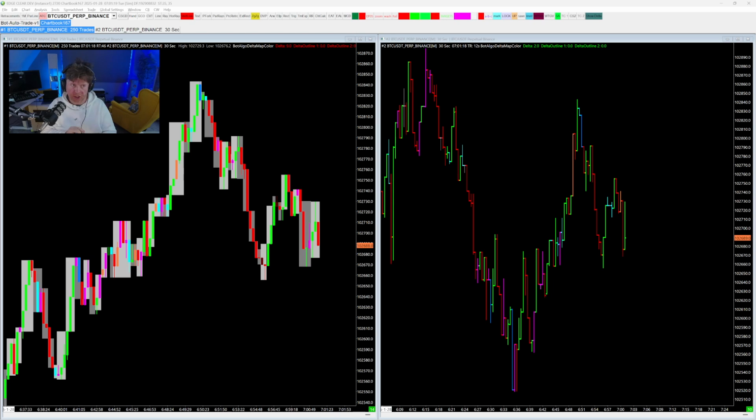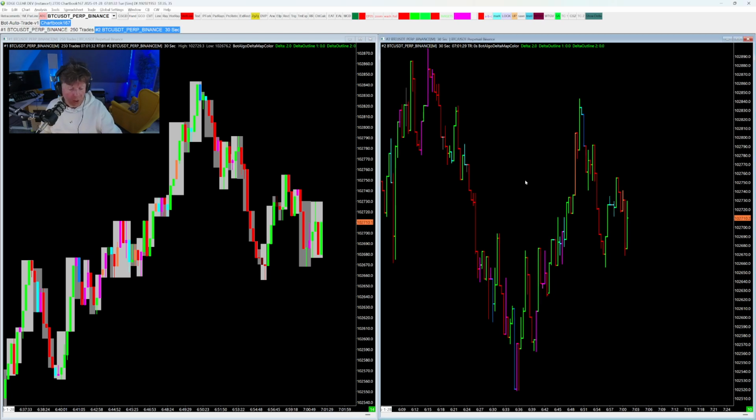So say, for instance, in this instance, we've got a 250 tick chart on Bitcoin. So why is it better to trade Bitcoin on a tick chart as against a 1 minute chart? So, without further ado, I'm going to show you.